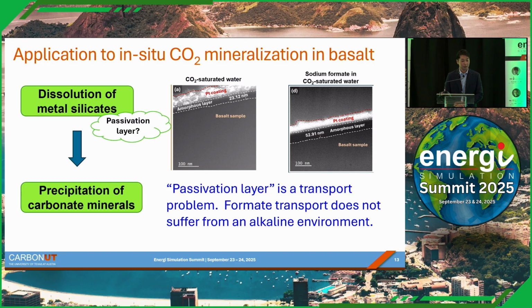the amorphous layer rich in silica, is much thicker for the second case because for the first case, protons have to migrate into the rock matrix, but the rock matrix is inherently alkaline in basalt and other mafic and ultramafic rock formations. Their pH is high, so proton transport into the matrix is hindered by this inherent pH gradient. But for the second case, formate does not suffer from this inherent alkaline environment in the rock. So it goes deeper and reacts more to release calcium and magnesium from the rock surface.